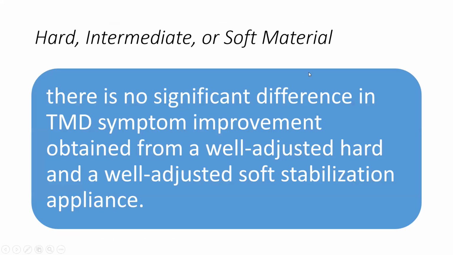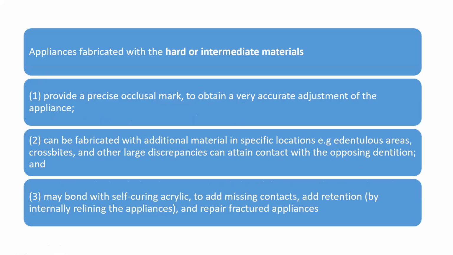And also the splint can be divided into hard, intermediate, or soft material. Whether the appliance material is hard, intermediate, or soft, there is no significant difference in temporomandibular disorder symptom improvement. But there are certain advantages of the occlusal splint fabricated with the hard or the intermediate material. When the hard or the intermediate material is used, it will provide a precise occlusal mark to allow accurate adjustment of the appliance.